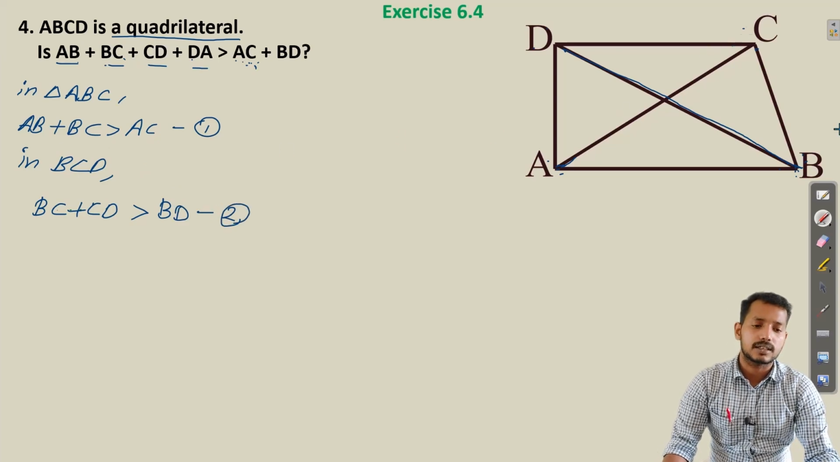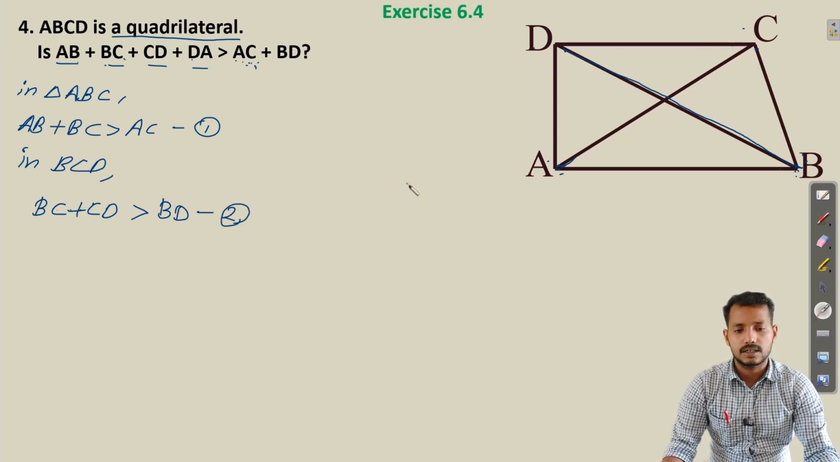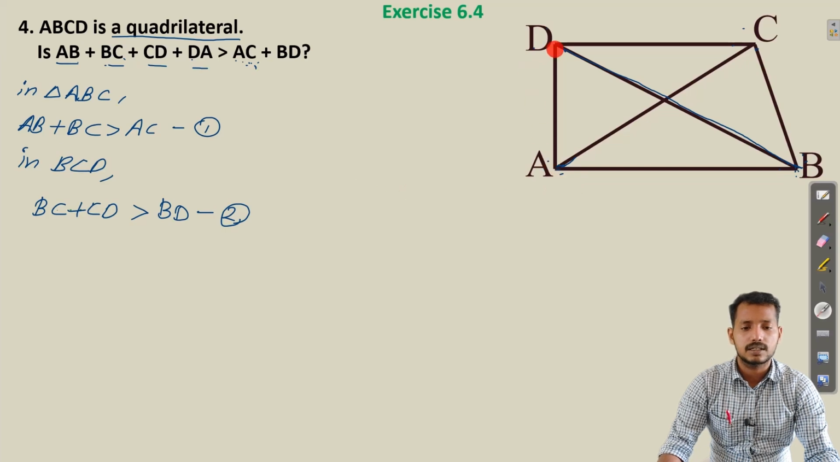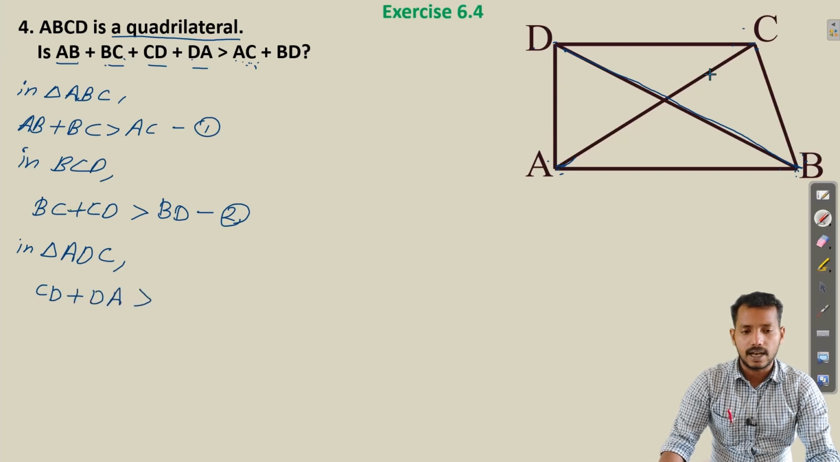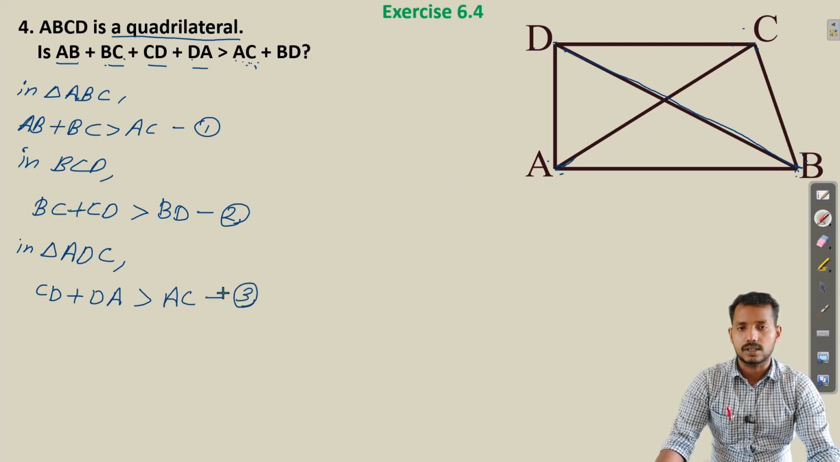Now I am going to take the triangle ADC. Am I right? So in triangle ADC, you can see this is triangle ADC. We can write CD plus DA is greater than the third side, which is AC. Inequality number 3.